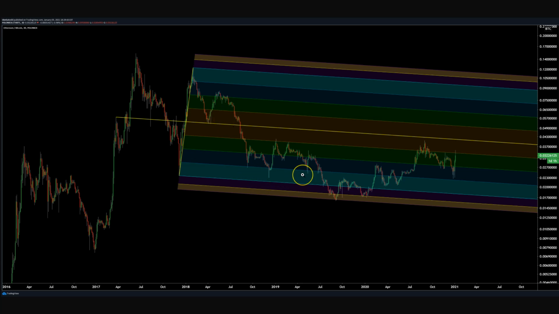Price seems to actually super care about these points, and then you're just trading it as support and resistance levels. You can even trade these parallels as buy zone, sell zone, depending on what time frame, what leverage, what sizing you're using for your trades. Let's look at some more.